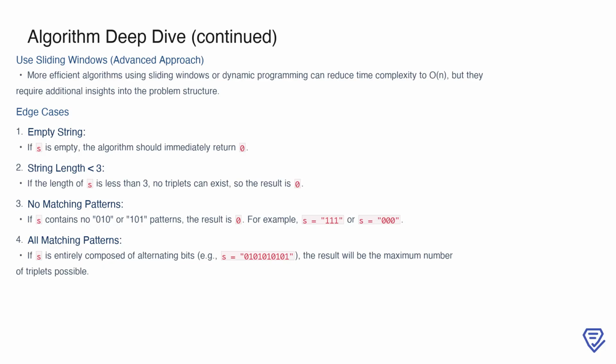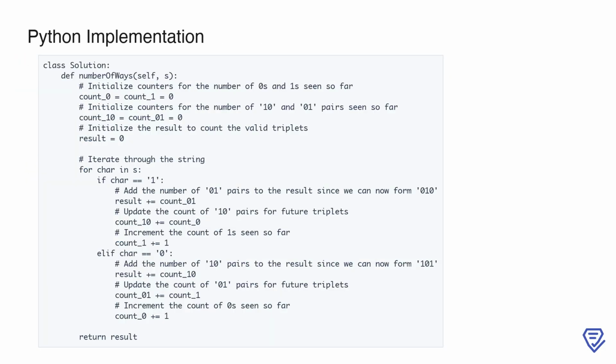The provided code efficiently solves the problem of counting the number of ways to select buildings that form the patterns 010 or 101 in a binary string. This is achieved using a single-pass algorithm with constant space.